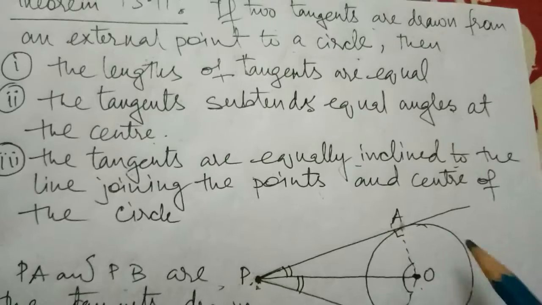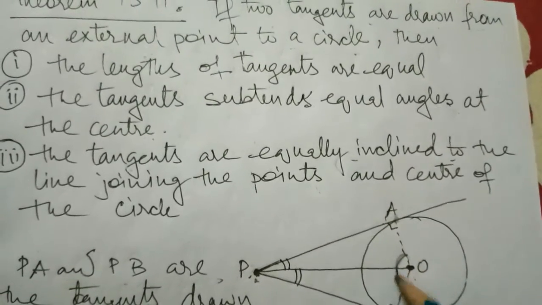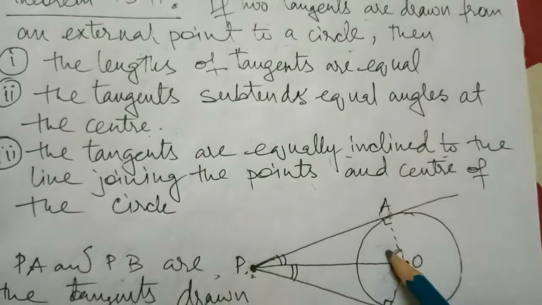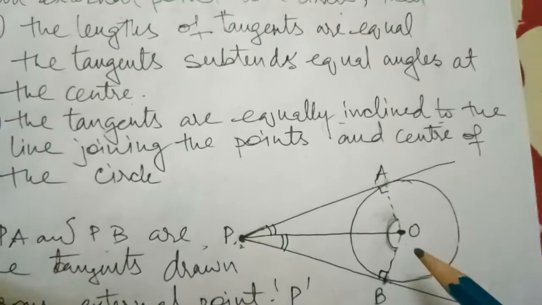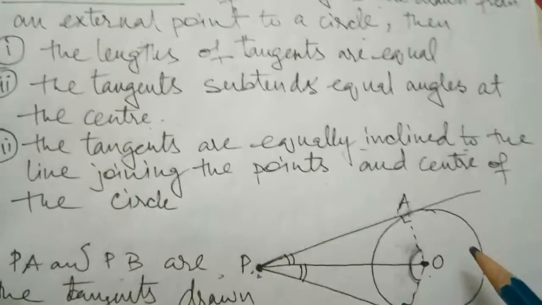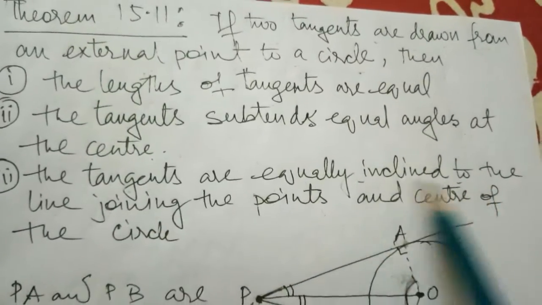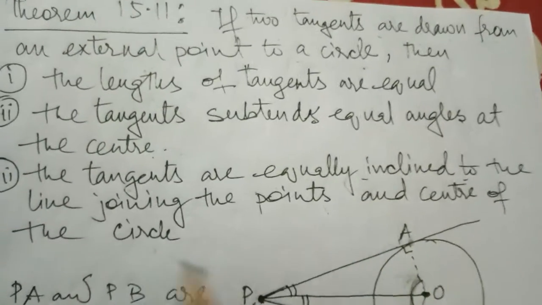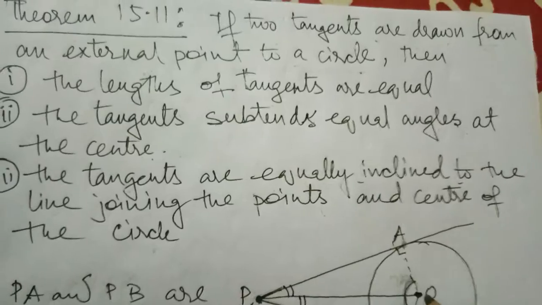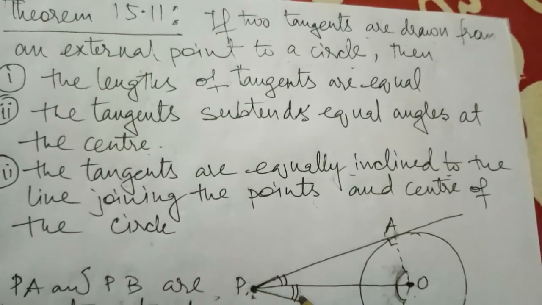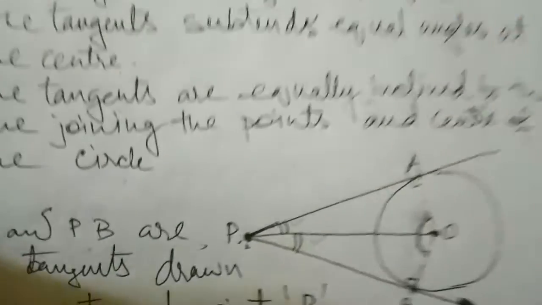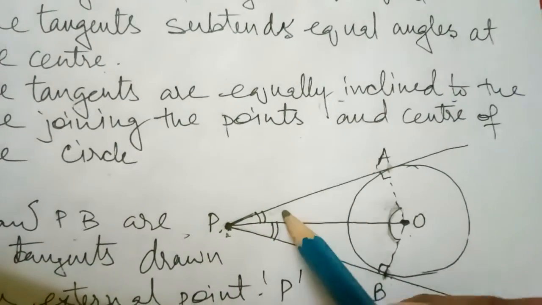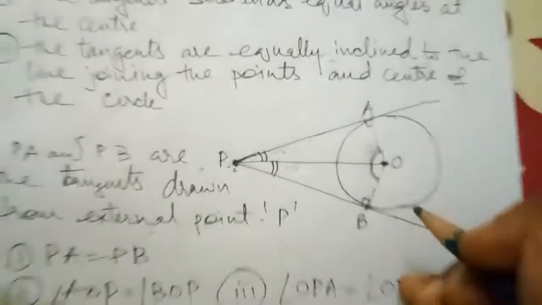Next, the tangents subtend equal angles at the center. This angle and this angle will be equal. If this is 20, this will also be 20; if this is 30 degrees, this will also be 30 degrees. Last, the tangents are equally inclined to the line joining the external point and the center of the circle. Angle OAP and this angle will be equal. If this is 30 degrees, this is also 30 degrees.